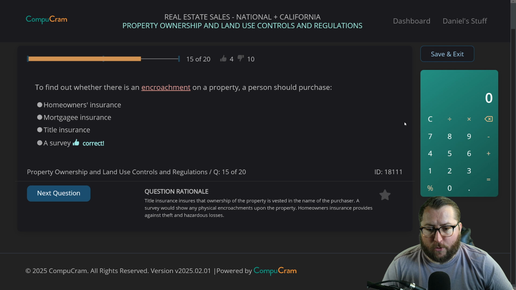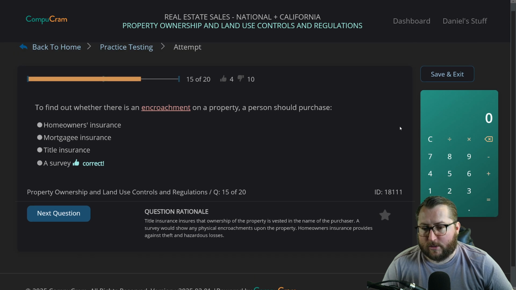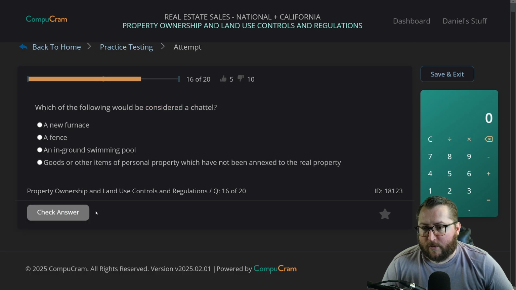A survey would show any physical encroachments upon the property. Homeowner's insurance provides against theft and hazardous losses. Okay. Question 16. We're almost there, guys. Which of the following would be considered a chattel? A new furnace, a fence, an in-ground swimming pool, goods or other items of personal property which have not been annexed to the real property.